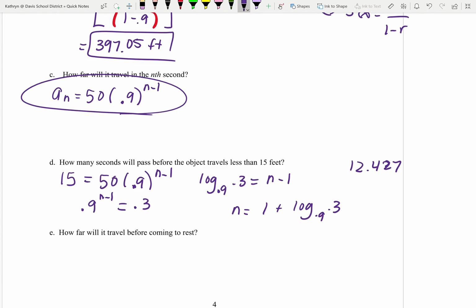Well, when the 12th second hits, it's after that it slows down. So during the 12th, will it be less than 15, or is it during the 13th? Well, let's check. If you don't know, let's check. Let's put in a 12. So everybody go 50, parenthesis, 0.9, close it off, raise it to the 12 minus 1, which is 11, hit enter. Is the answer 12? No, because it traveled more than 15. So the answer is 13 seconds. It's the next one. If you put in a 13, you're going to get something less than 15 for feet.